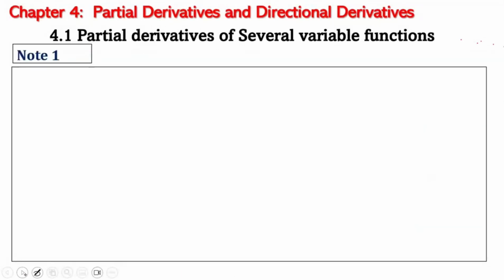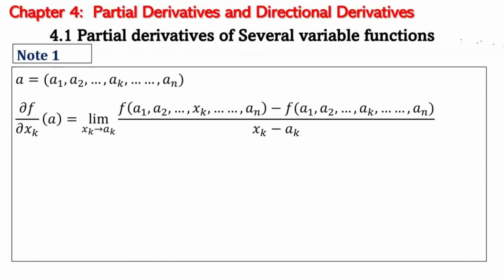Okay, now we have a few notes. Note 1: if we take x from Rn, then the partial derivative of f with respect to the variable xk at the point A can be written like this formula. This is the standard formula. Now we'll substitute xk minus ak equal to t. So this implies xk equals ak plus t. So t is just a variable; you can substitute any other variable also. So now we'll put xk equal to ak plus t and then replace it in this equation.